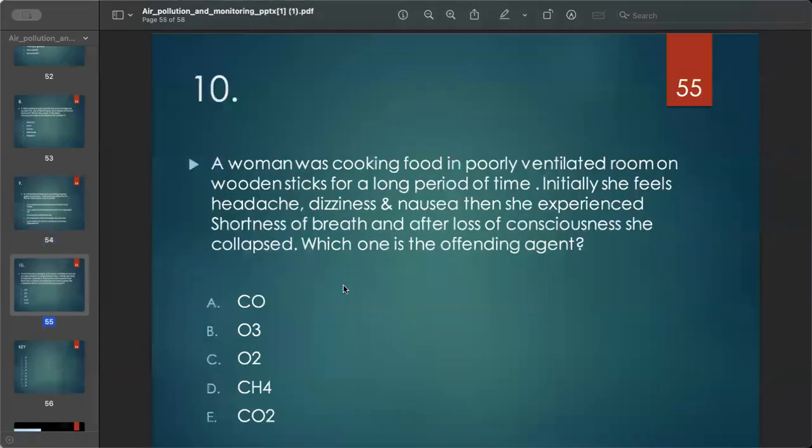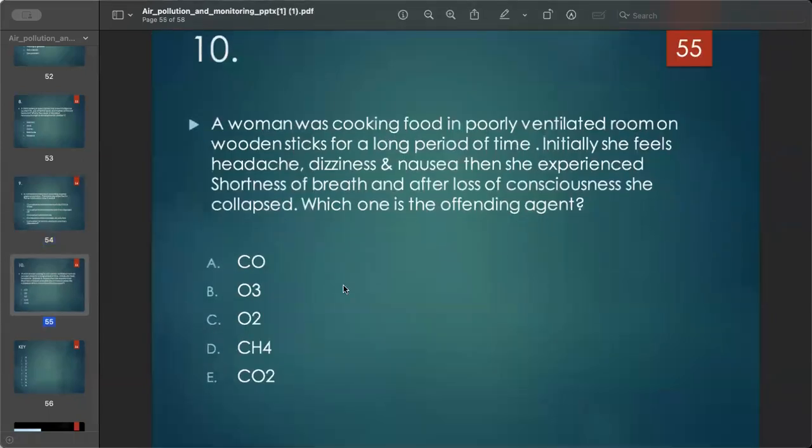Question number ten: a woman was cooking food in a poorly ventilated room on wooden sticks for a long period of time. Initially she felt headache, dizziness, and nausea. Then she experienced shortness of breath and loss of consciousness. She collapsed. Which is the offending agent? Option A is carbon monoxide. Yes, C is the right answer.